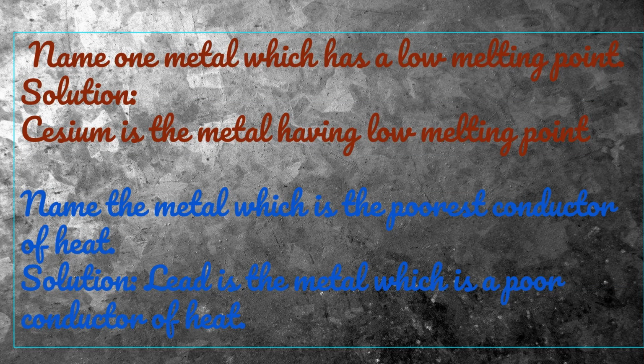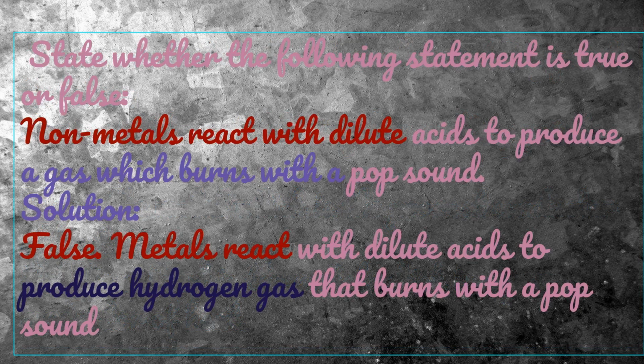Name one metal which has a low melting point. Solution. Cesium is the metal having low melting point. Name the metal which is the poorest conductor of heat. Solution. Lead is the metal which is a poor conductor of heat. State whether the following statement is true or false. Non-metals react with dilute acids to produce a gas which burns with a pop sound. Solution. False. Metals react with dilute acids to produce hydrogen gas that burns with a pop sound.